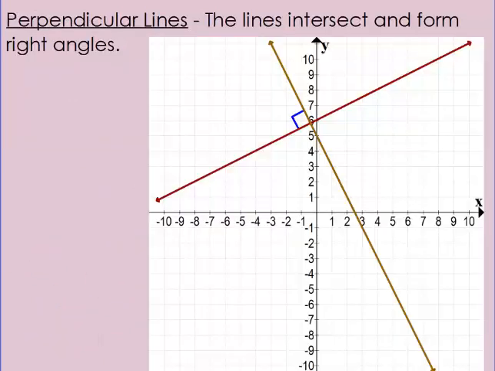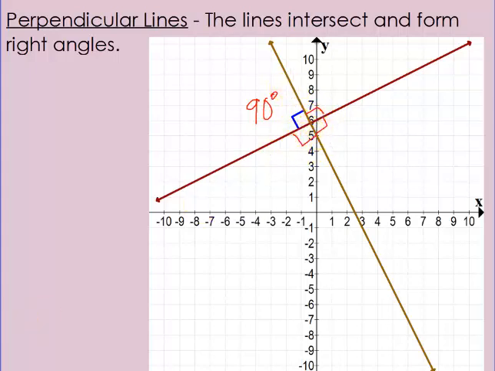Now, perpendicular lines. Perpendicular lines are lines that intersect, and they form right angles. So where they intersect, they form right angles. I draw this little square shape right here. This indicates something is a right angle, which is 90 degrees. So if you have one of those, you know all of these are right angles. Just like this. So everything is a right angle.